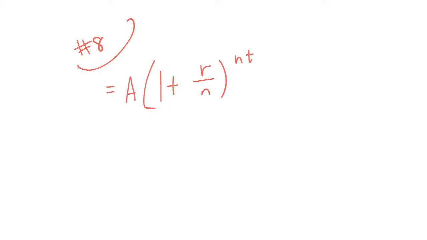On the test, number 8. Now, that is true if there's interest rate that's compounded annually, only once a year. You get all 5% at the end of the year. But what does it say?